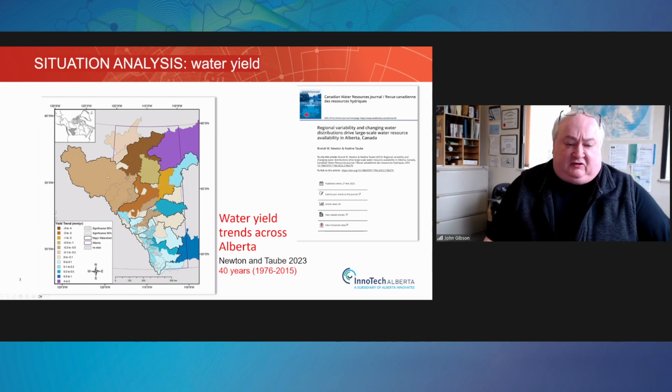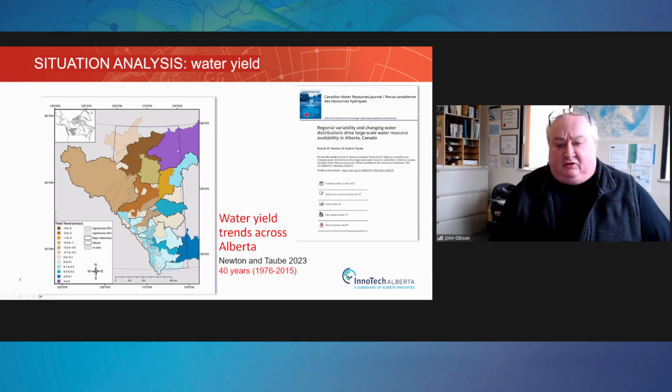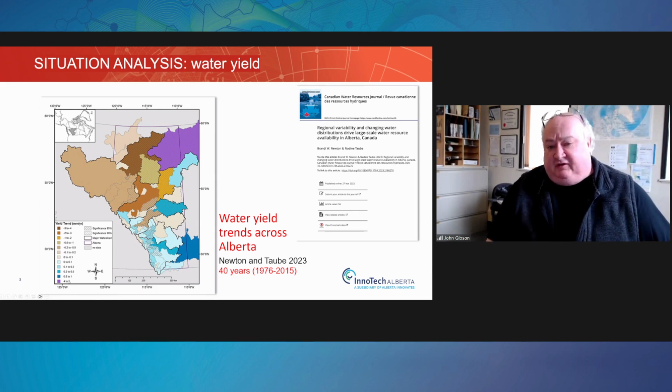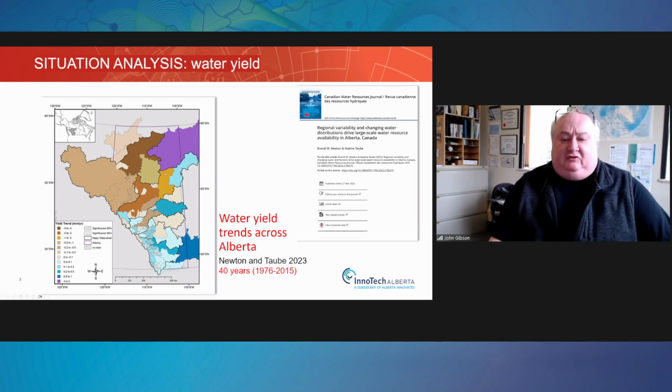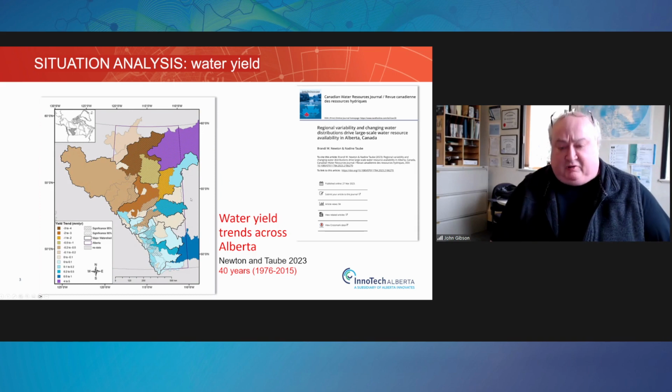There are some declining trends in the north. And if we look here in the far north, in the lower Athabasca region, we see purple. That is the steepest increase in water yield anywhere in the province over that 40-year period. And I'm going to try to convey to you that this is likely due to permafrost thaw.